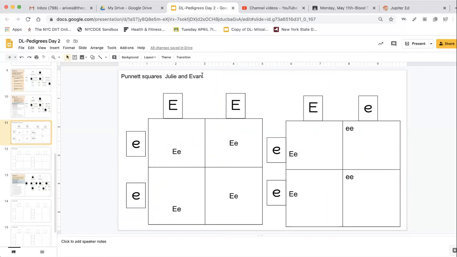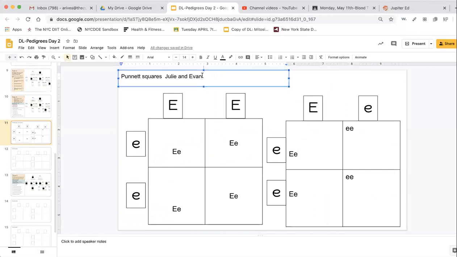This is also Julie and Evan, but you might want to use them both for Stacy as well. So this may represent multiple crosses. And remember that crosses are when two parents have offspring, or you're determining if they're possible offspring.